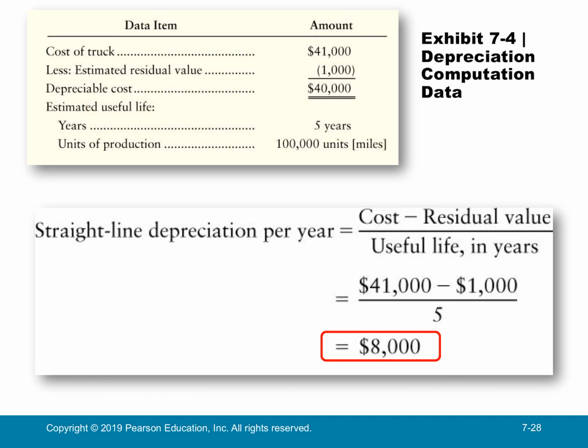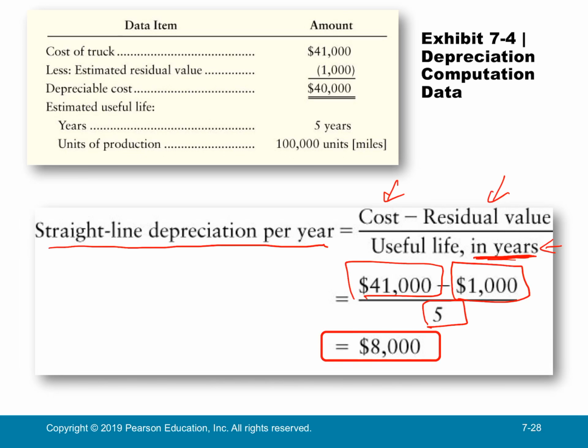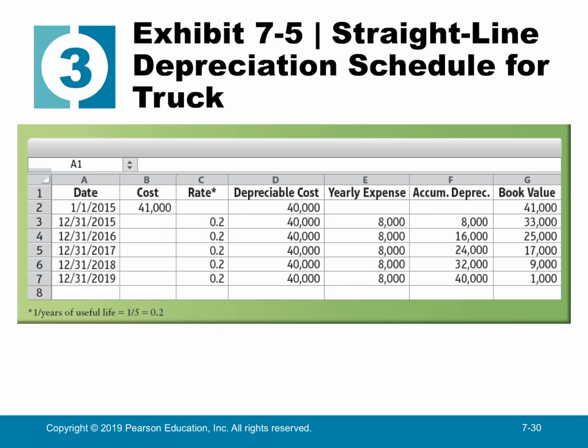So here you go, straight line, the cost, 41,000, less the residual value, 1,000, divided by the number of years. Here's the equation for straight line depreciation. Cost minus residual value divided by useful life in years. So in this case, we're gonna take $8,000 per year. So each year, here's our depreciation expense for the truck. Depreciation expense truck, 8,000, accumulated depreciation, 8,000. So we'll do this each year for 5 years.